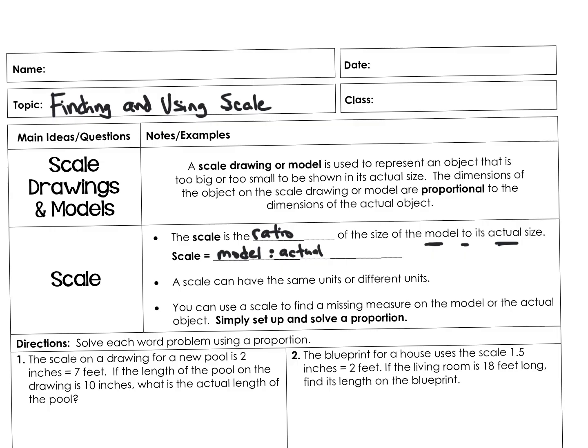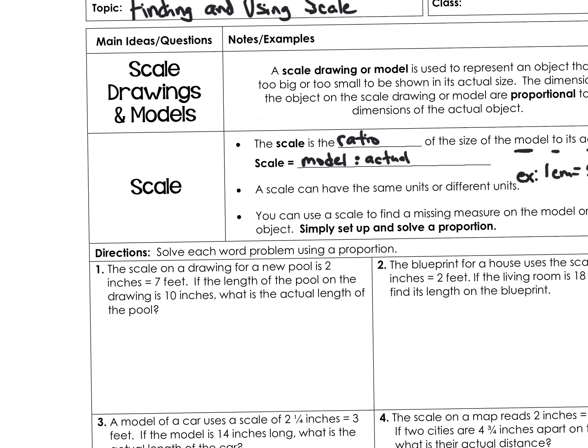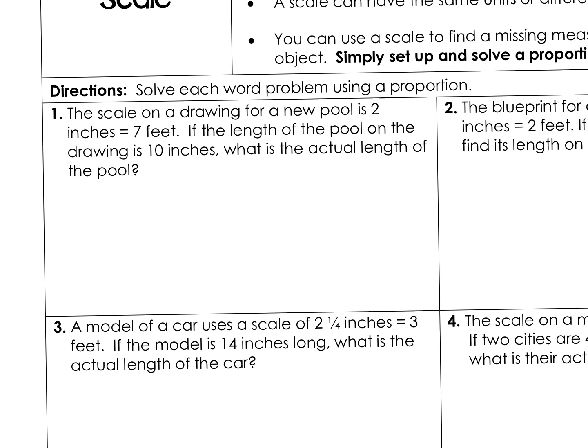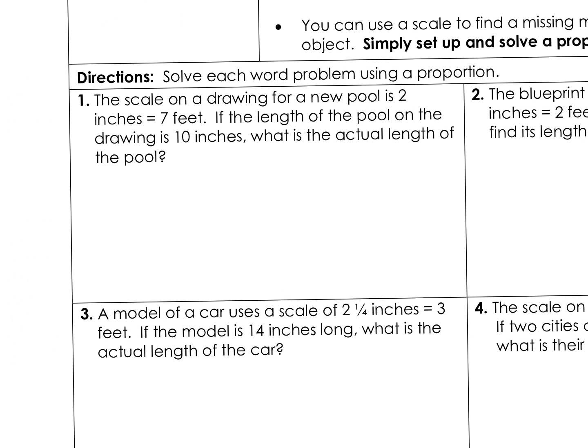A scale can have the same units or different units. For example, if we're looking at a map, you might see something like 1 centimeter is equal to 5 kilometers, and that would be the scale for the map. And we can also use scale to find missing measures on a model or the actual objects by setting up a proportion. All right, so let's look at a couple of examples and we'll go from there.